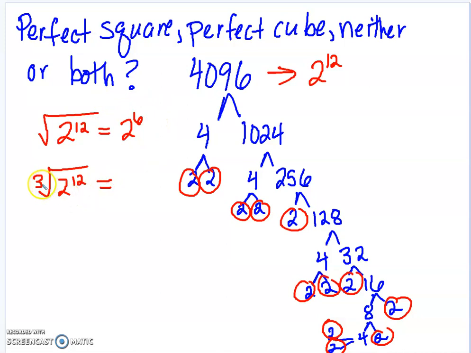And then let's check this one. So we'll look again at the exponent. Can it be divided by the index? Yep, 12 can be divided by 3 evenly. So we get 2 to the power of 4. So it is both a square root and a cube root, which means that 4096 is both a perfect square and a perfect cube.